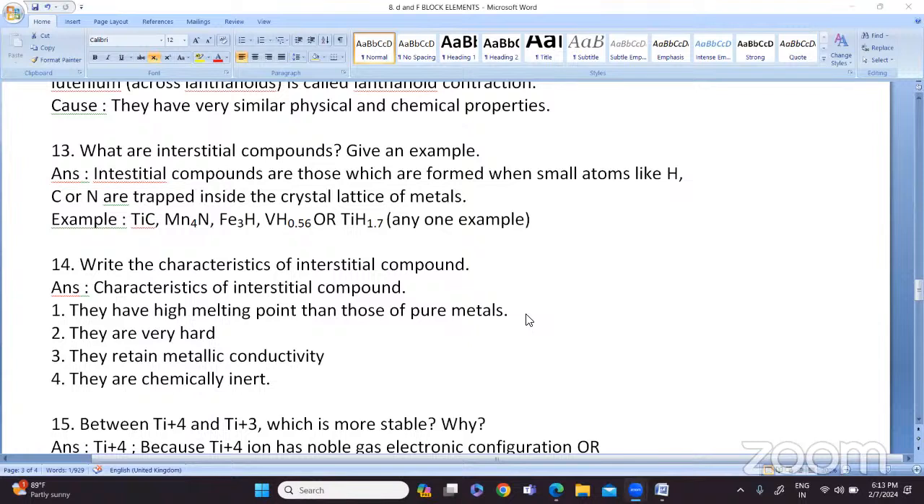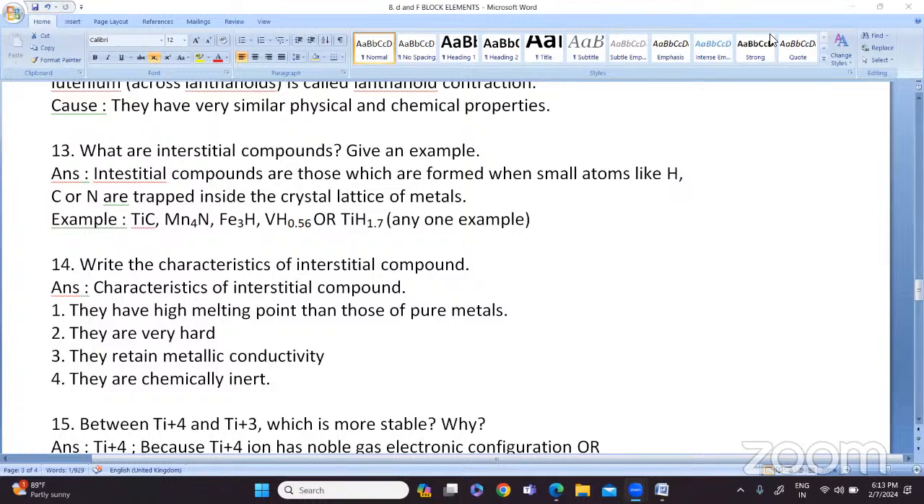Then second, they are very hard. As compared to the metals, the interstitial compounds are also very hard. Third, they retain the metallic conductivity, which means they can show metallic behavior. As you know, metals conduct, so because of that they show the properties of metal. And these are chemically inert. So these are some of the characteristics of interstitial compounds.